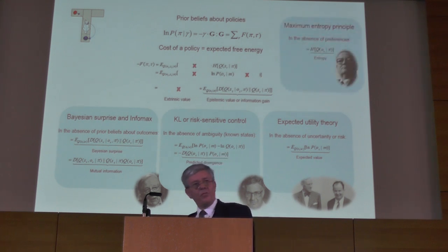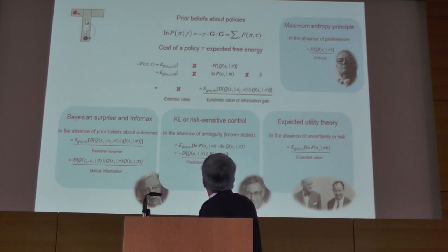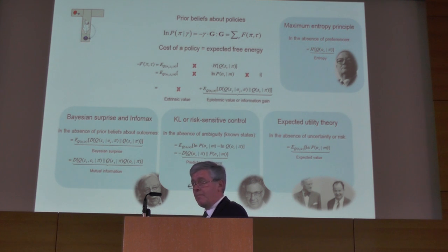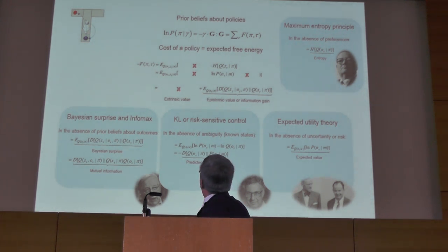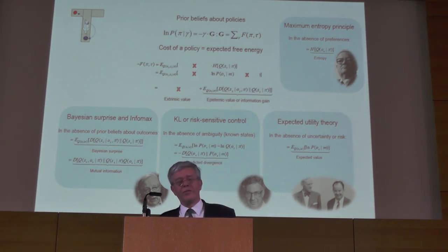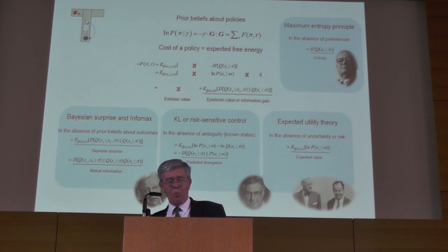I should also mention there's one more thing that I can do here. I can remove all the preferences, I can remove all the ambiguity about hidden states, causes of outcomes, and see what's left. And what's left is just the uncertainty of my beliefs about the future, which means that if I have no preferences and there is no epistemic value yet to be obtained from the world, then the best thing to do would be to simply keep my options open.